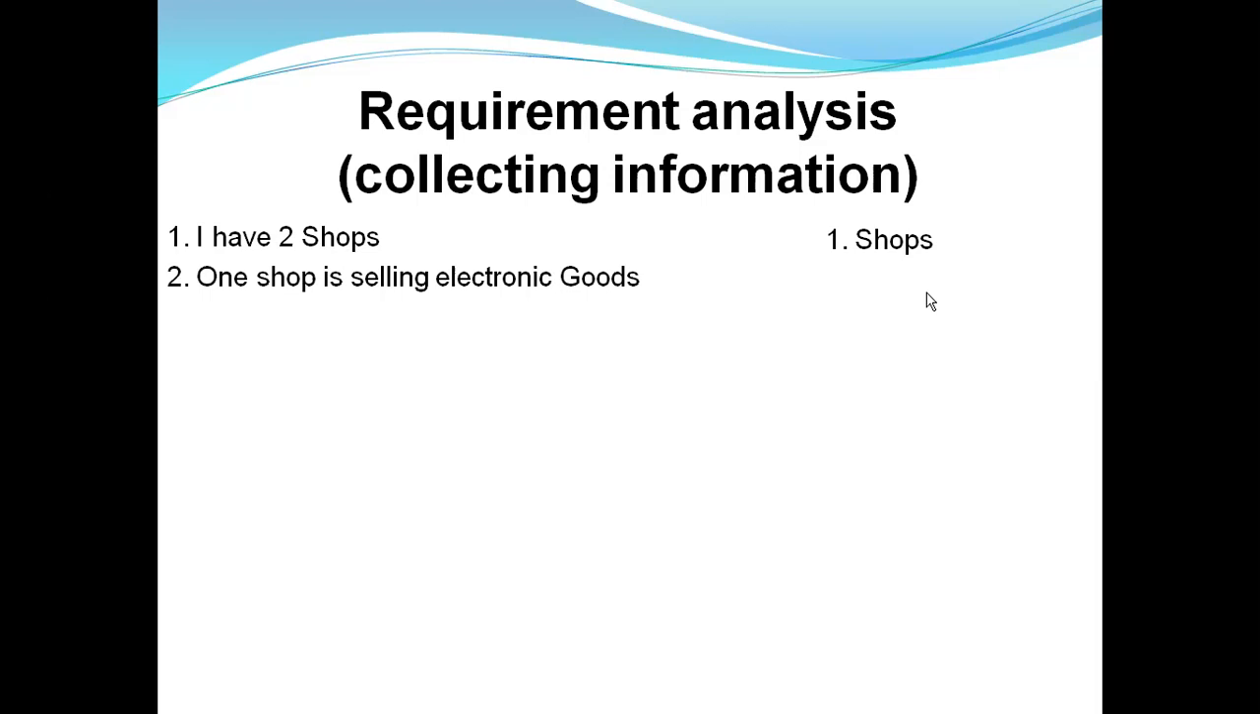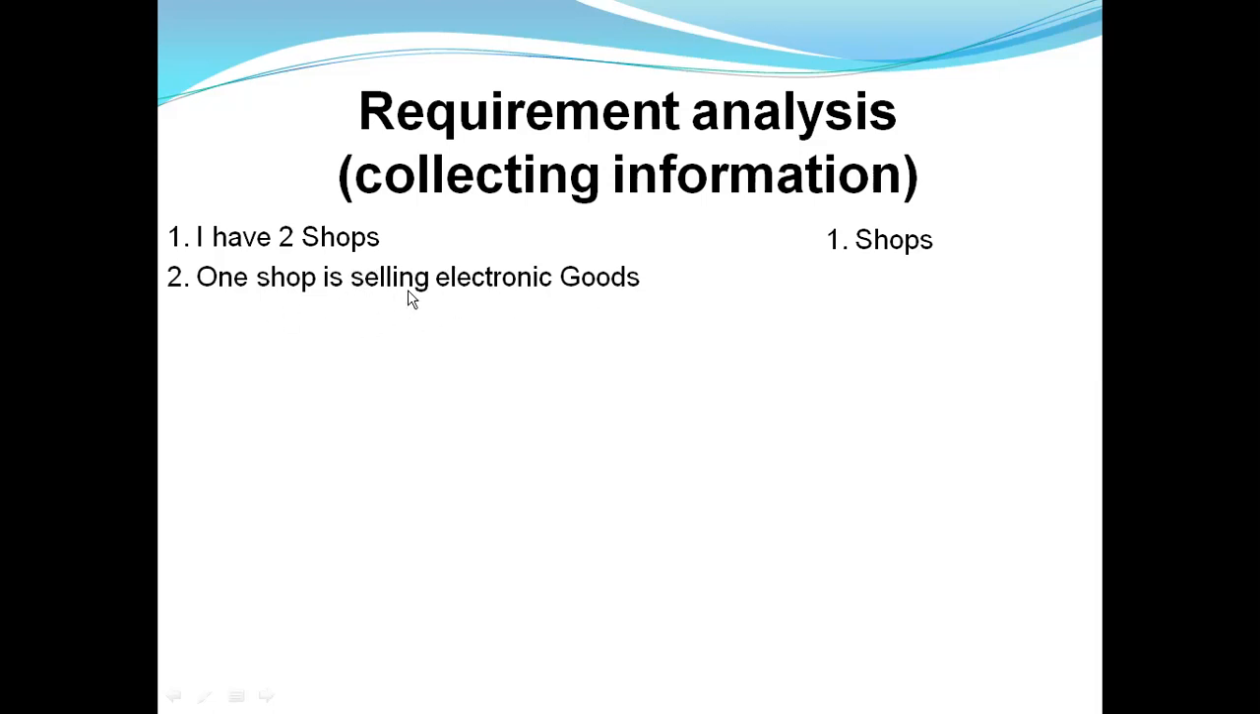Second, one shop is selling electronic goods. Very simple here. Now, when we say electronic goods, simply, can we say that shop is already collected here? So one entity should not be defined again. So if it is there, no need to take it again. But this is giving some other information. That is, one shop is selling the electronic goods.